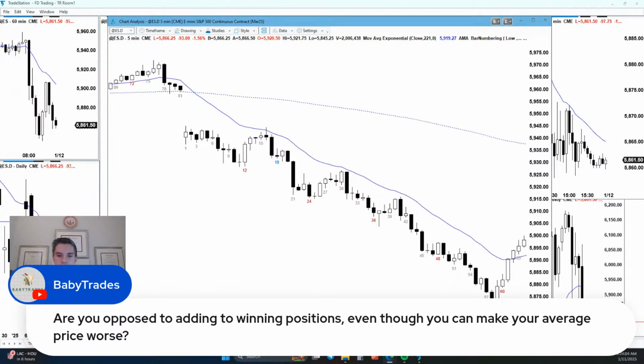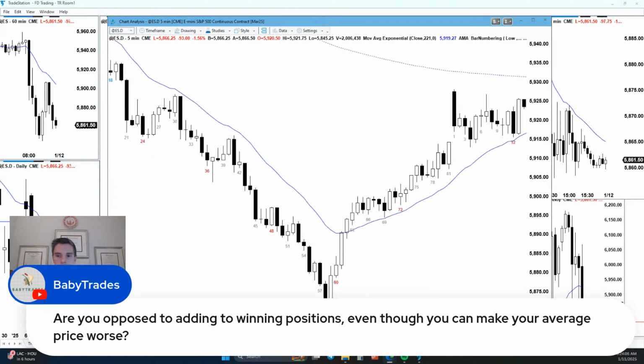So I think until you really know what you're doing, adding to a losing position is just really bad. But adding to a winning position is great. Consecutive bull bars, buy the close, buy the close, buy the close, buy the close. You're going probably higher. Great thing to do. But in order to do that, you've got to have a strong expectation of what the breakout's going to do.